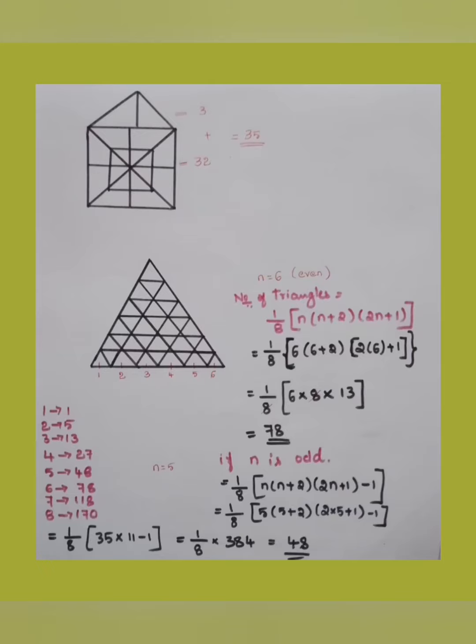And solving this, 5 of 5 plus 2. So 5 plus 2 is 7. 7 fives are 35. Again here 2 fives are 10. 10 plus 1 is 11 and minus 1. Now 35 into 11 minus 1. You can multiply like this also. Multiply and then subtract 1, which gives us 384. Divided by 8 gives us 48.